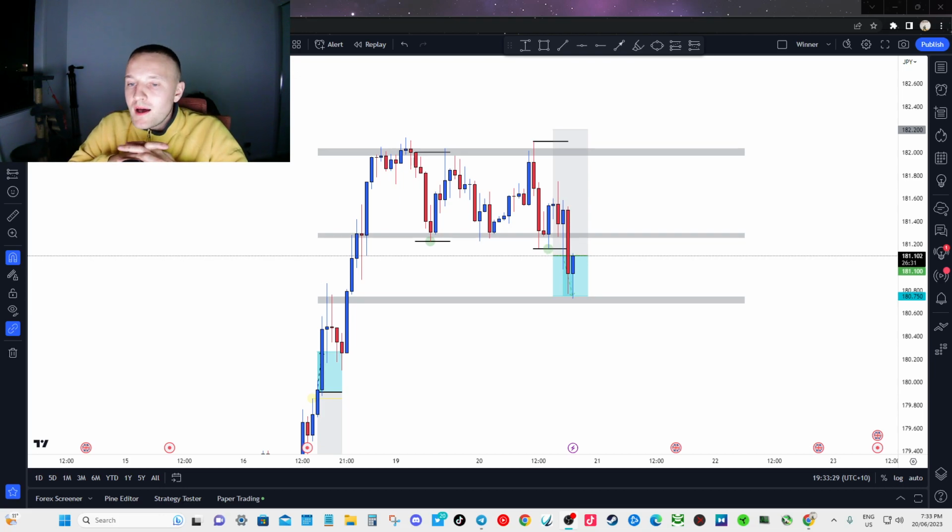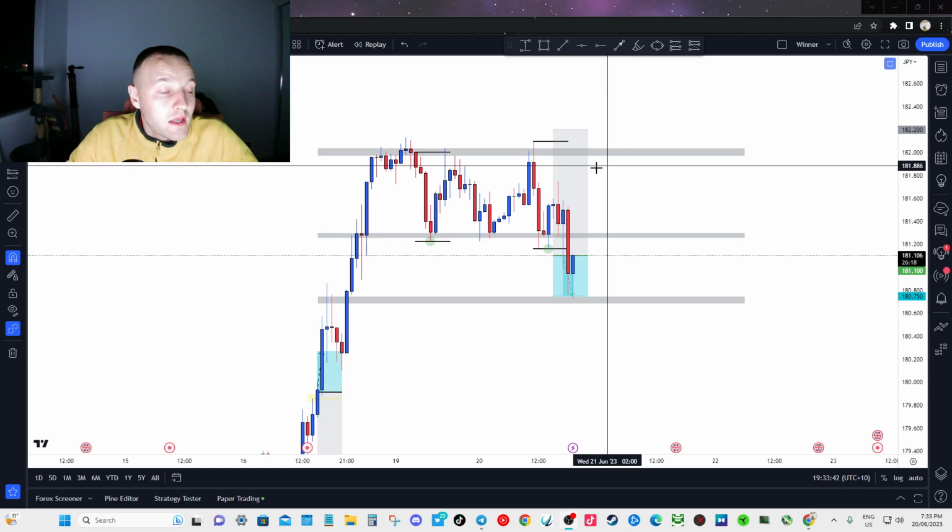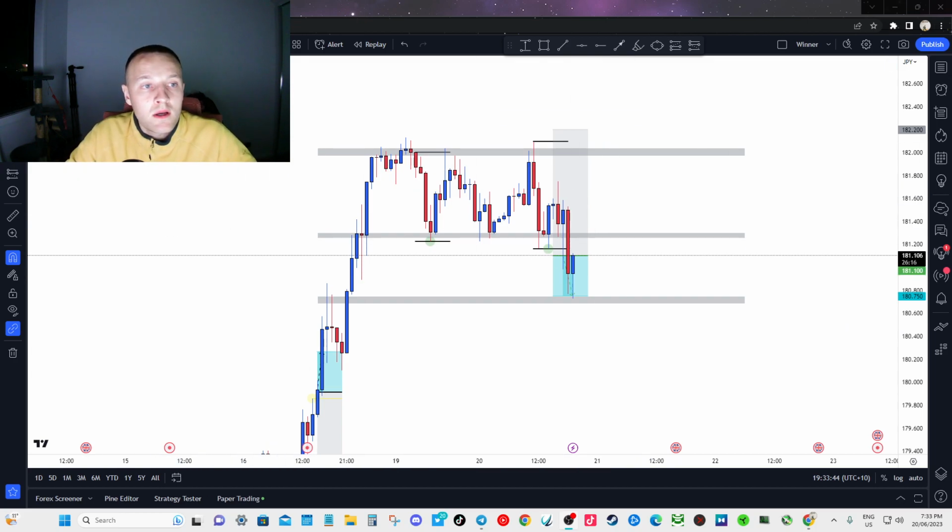Alright, we are back with some more trade analysis, breakdowns and walkthroughs. Again, as usual, this is GJ and Gold. This is currently GJ that you're looking at on the screen, GBP JPY, Great British Pound, Japanese Yen, whatever you want to call it.